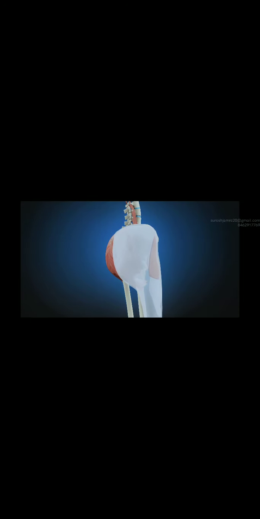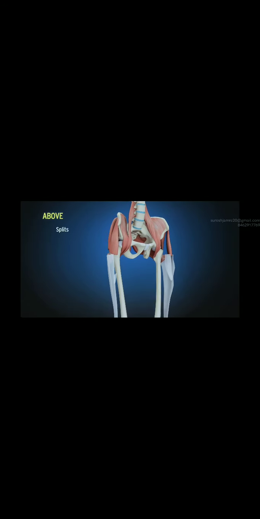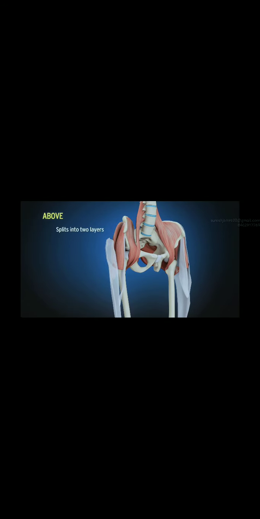Iliotibial tract. It is the thickening of fascia lata on the lateral aspect of the thigh and forms a 2.5 inches wide band. Above, the iliotibial tract splits into two layers to enclose the tensor fascia latae.